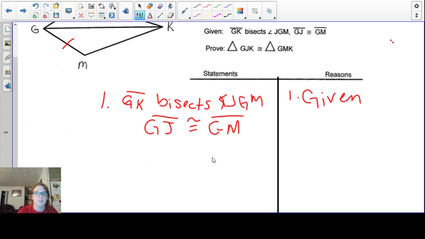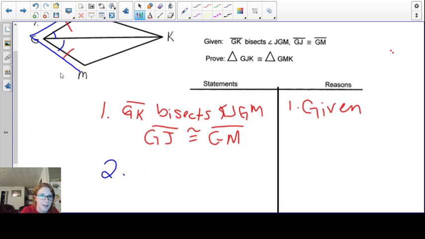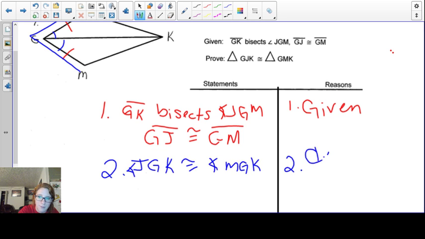Well, what does the definition of bisect mean? Well, bisect means it cuts something in half. So if GK right here bisects J to G to M, that means that this angle has to be equal to this angle. So how do I write that? I say JGK is congruent to angle MGK. Why? This time it's definition of bisect.